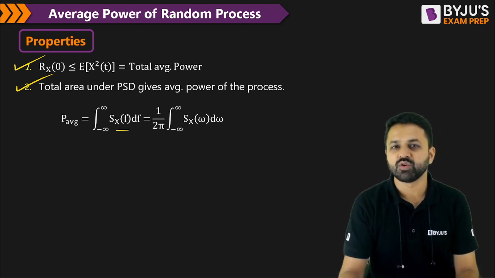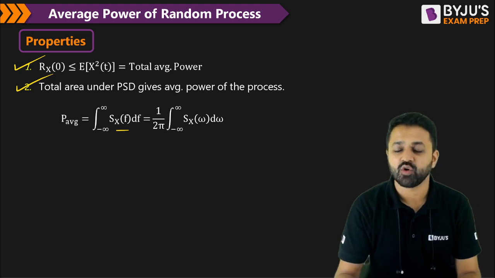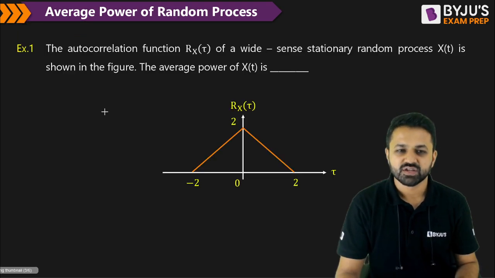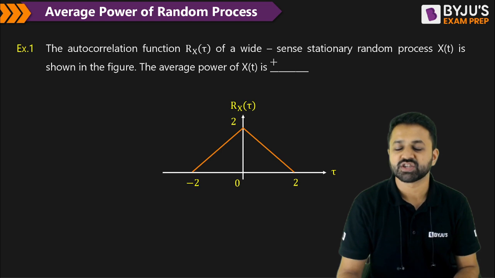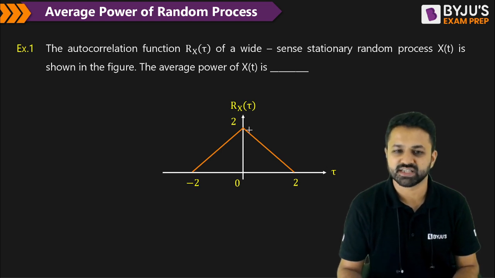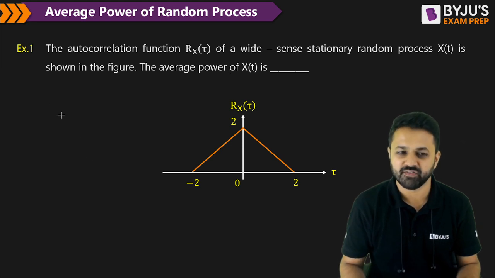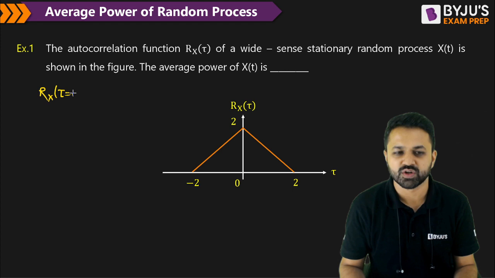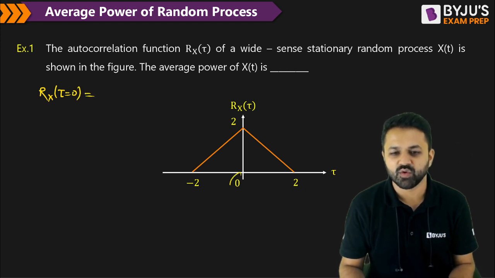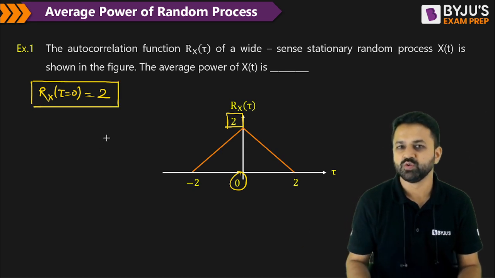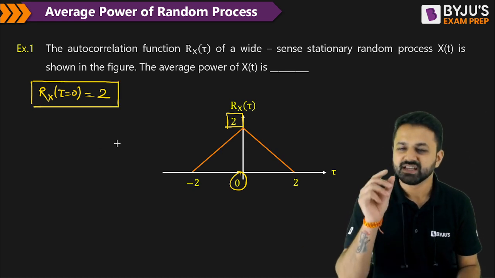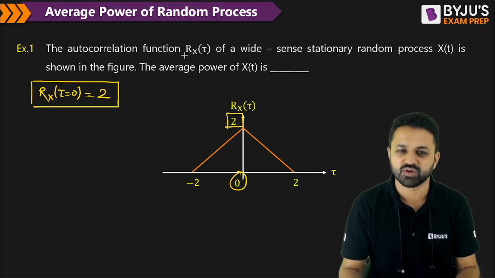So let's quickly go into some examples of how you can calculate the average power. Suppose this is the autocorrelation function of a wide sense stationary process, and it is asked in the GATE examination to calculate the average power. You just need to put tau equal to 0. You can see that at tau equal to 0 you have the value 2. So the average power of this particular wide sense stationary process is 2. You can see how quickly you can solve it, you just need to put tau equal to 0.